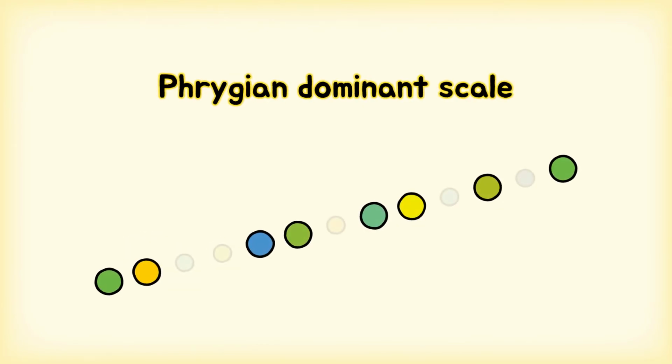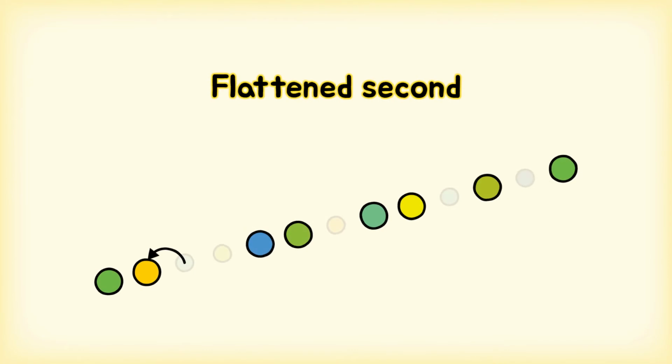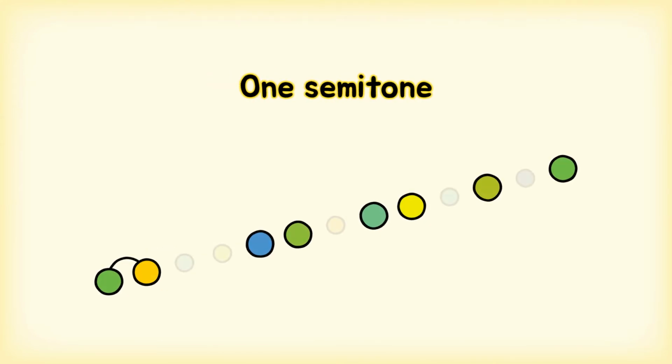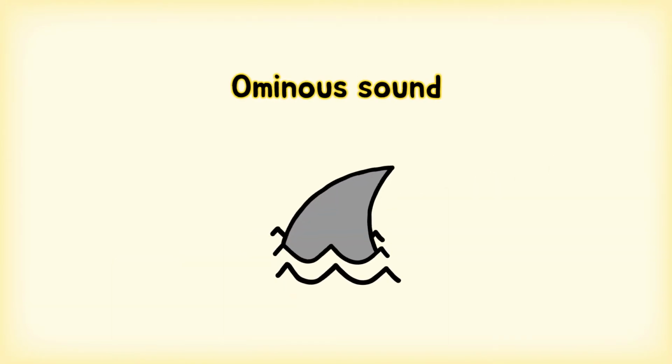In contrast, Unholy uses the Phrygian dominant scale, which is much less common in Western pop. This includes a flattened second, meaning the second note is a semitone lower than we might expect. As a result, the scale includes an interval of only one semitone from the first note to the second. This creates quite an ominous sound, which helps to add some friction to the bass line of Unholy.